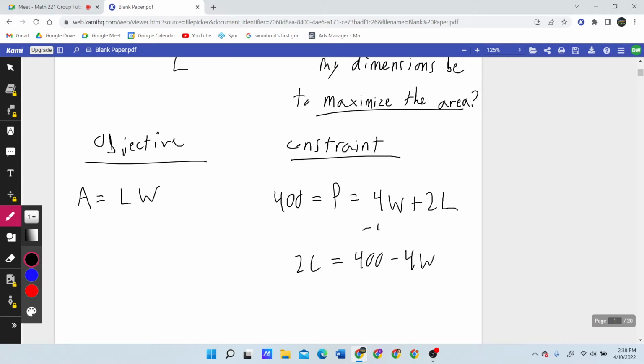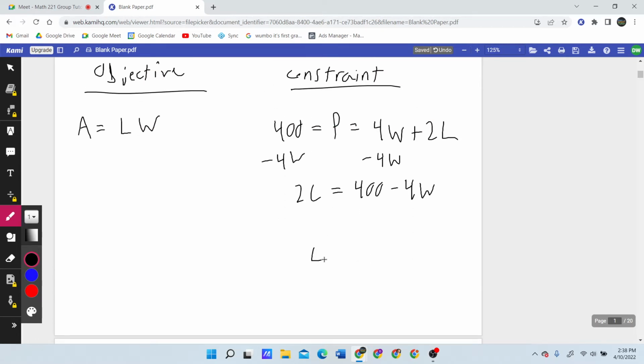How did I get that? I just subtracted 4W from both sides of my equation. And after 2L equals 400 minus 4W, I just need to divide both sides by 2. We'll get length L equals 200 minus 2W. Now, for the record, I could have also chosen to solve for W here. It does not matter for this particular problem because it's pretty straightforward either way. I just chose L at random, and it doesn't matter.